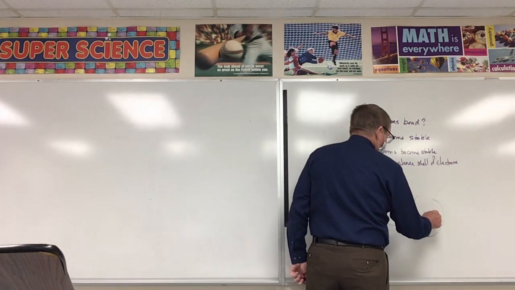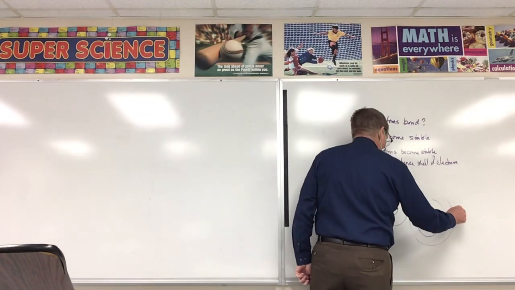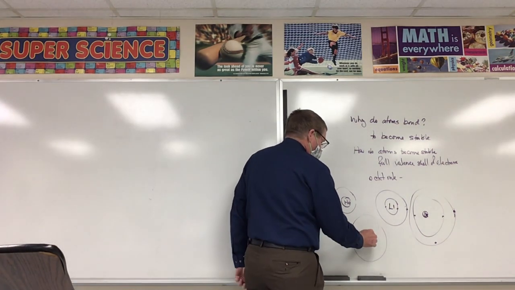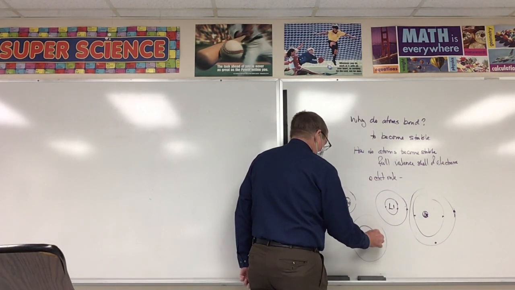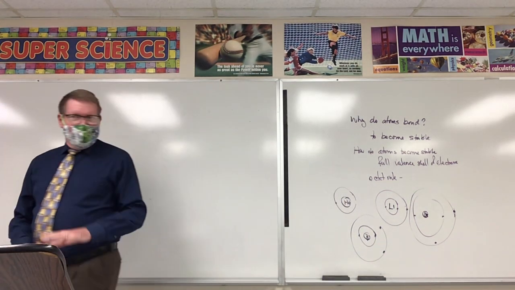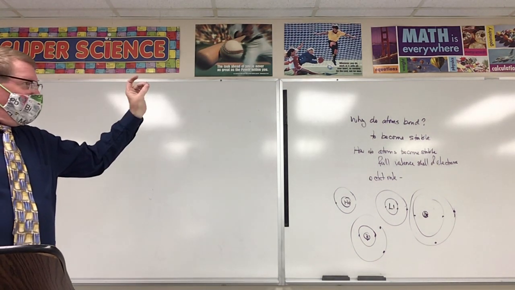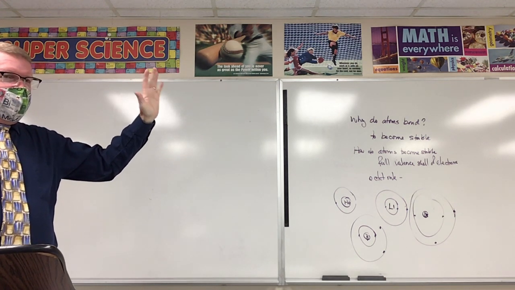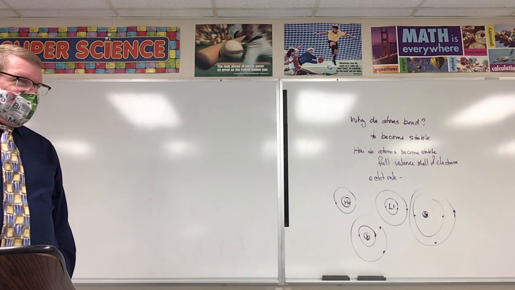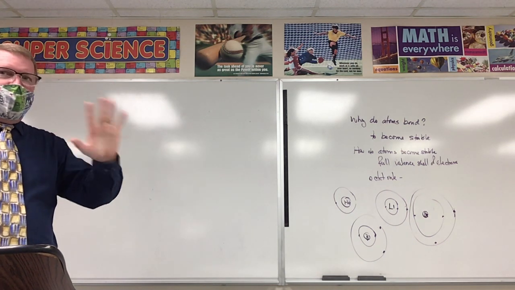And then beryllium. And then, what's next? Boron. Those five elements, hydrogen, helium, lithium, beryllium, and boron, will not satisfy the octet rule. All right? Lithium, beryllium, and boron will not gain electrons.